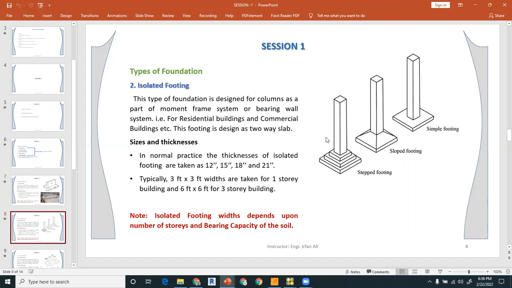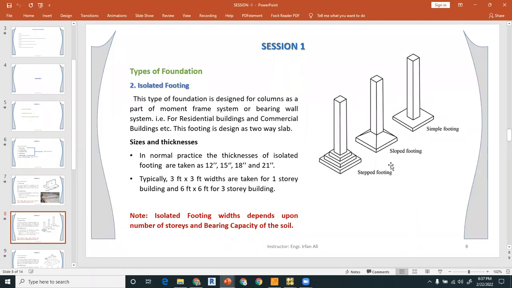So the second one is the isolated footing. This type of foundation is designed for columns as a part of a moment frame system or bearing wall system. You have seen that in normal residential buildings the whole system is load bearing walls, but in the car porch or any other verandas, they have provided some columns, right? So it can be a combination with the load bearing walls, or it can be individual, as in commercial plazas. For example, in DHA, the pillars are now going towards the frame system instead of the load bearing wall system.